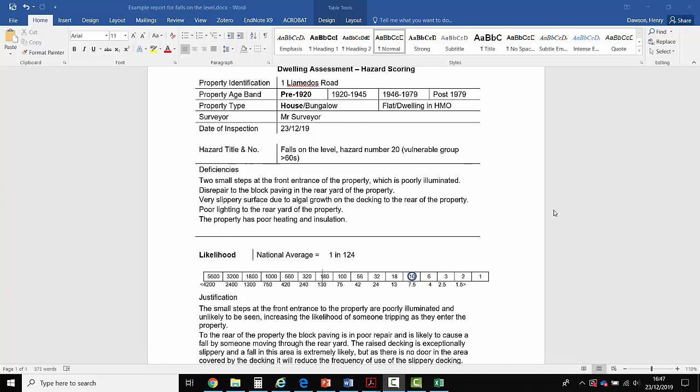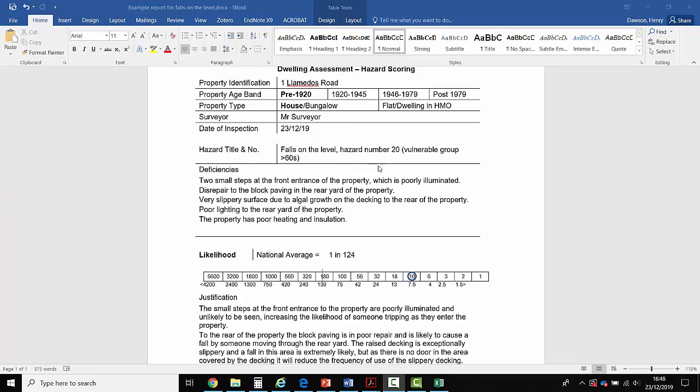So we have completed for our assessment a hazards scoring form, an inspection report for falls on the level. This is just one example of an inspection report format. These forms take a lot of different shapes and descriptions, but they all generally tend to record the same sorts of information. So we've got the property identification here, its address, the age, unless it's a house, the surveyor's name and the date of inspection.